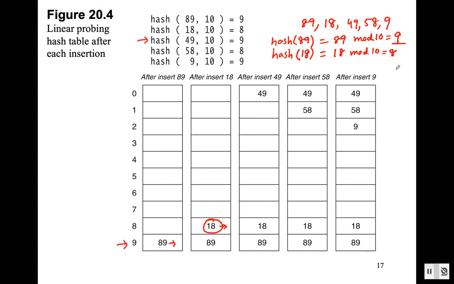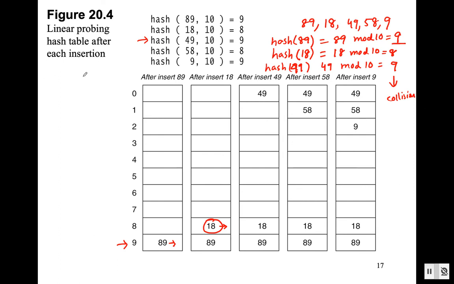So when we are going to add 49, the hash of 49 is 9. The cell 9, we have already a value 89 here. So it creates a collision. Now how are we going to resolve that? Using open addressing, or linear probing.